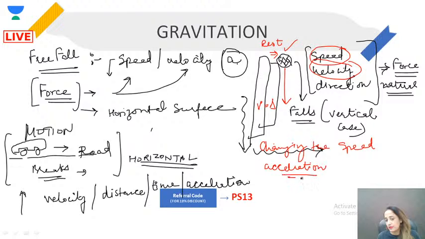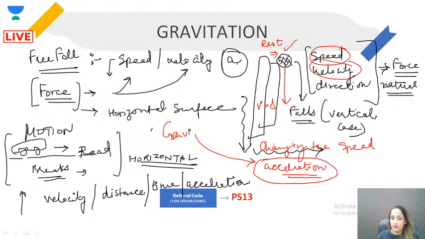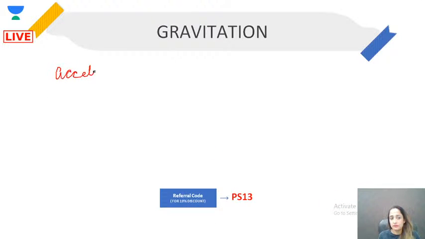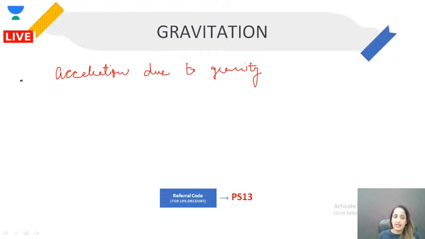acceleration. But as there is no external force applying on it, there is just acceleration, and this acceleration is due to what? This acceleration is due to, I will write a word here, then you will know that. Gravity, right? And this is what we call acceleration due to gravity. And what is that? What is this acceleration due to gravity?